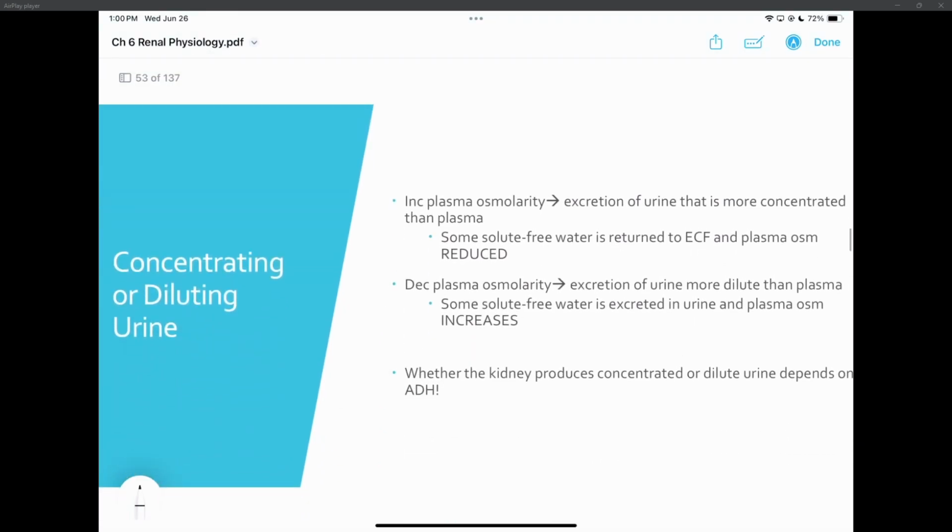So how does ADH work in concentrating or diluting our urine? Remember I said yesterday, our body doesn't care about the urine. It's a waste product. We're getting rid of it. So concentrating or diluting the urine has no effect on us per se. The main goal is regulating the extracellular fluid compartment. We can get rid of excess things via the urine. So if we increase plasma osmolarity, that leads to urine that is more concentrated than plasma.